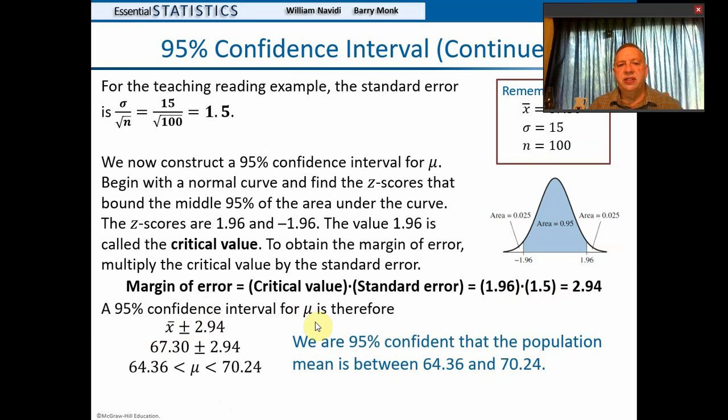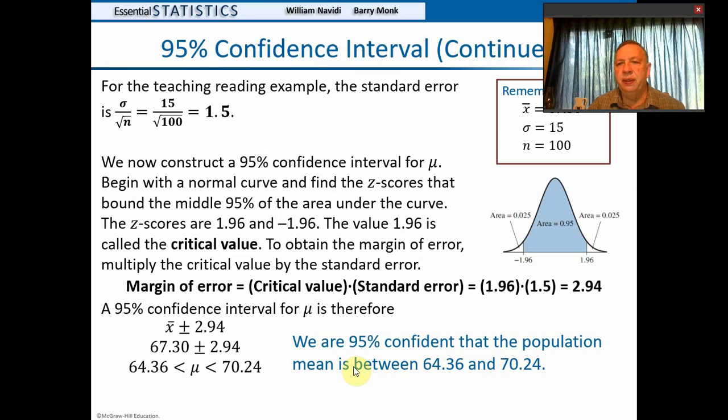So a 95% confidence interval for mu is therefore x bar plus or minus the 2.94, the margin of error. Our mean from the sample was 67.30 plus or minus 2.94, and that gives us 64.36, 67.30 minus 2.94, and then 67.30 plus 2.94 gives us 70.24. And the way we communicate this result is by saying the following. We are 95% confident that the population mean, that's what we are estimating, is between 64.36 and 70.24.